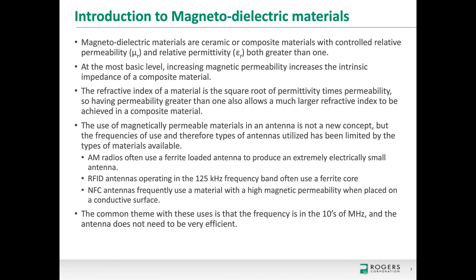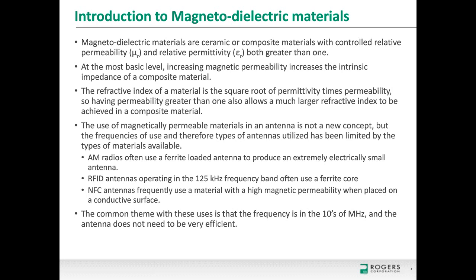If you go back and look at AM radio antennas dating back to the 1930s, or more recently RFID or near-field communication antennas, all of these structures have often used a ferrite material or other magnetically permeable material to either miniaturize the antenna or allow a small antenna to be placed closer to a ground plane.